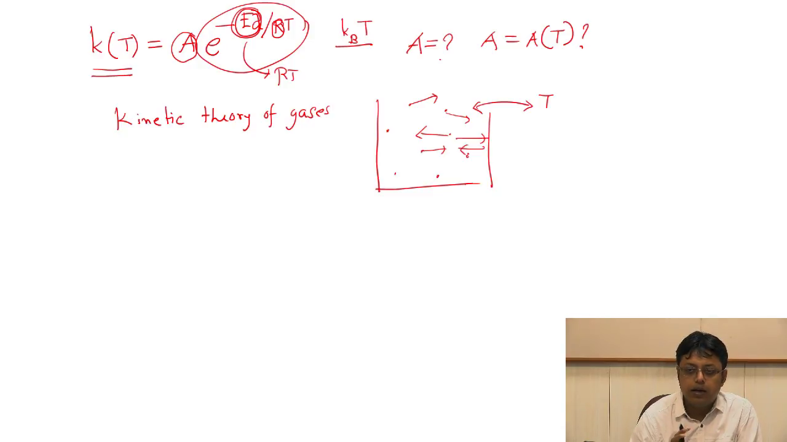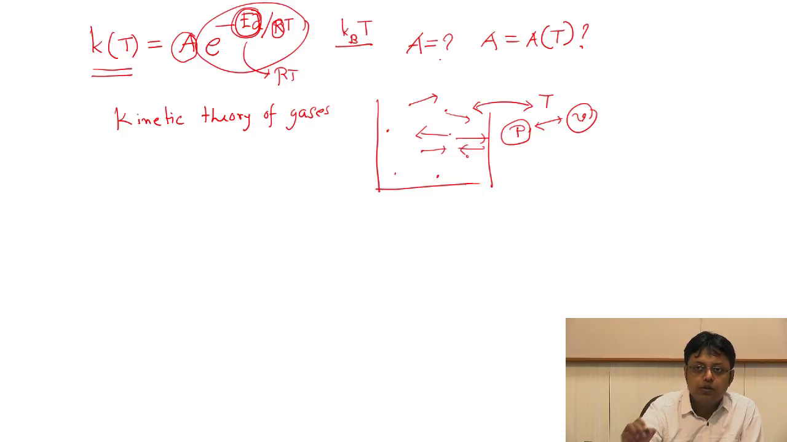Now if kinetic theory is correct, then you can calculate this pressure, which you can measure because pressure is a macroscopic quantity. You can actually get an expression for the pressure in terms of, say, molecular velocity, something like that. So that is what we are going to derive first.